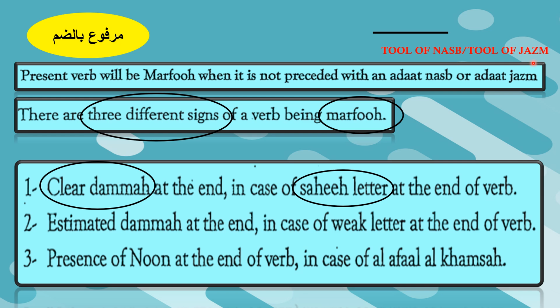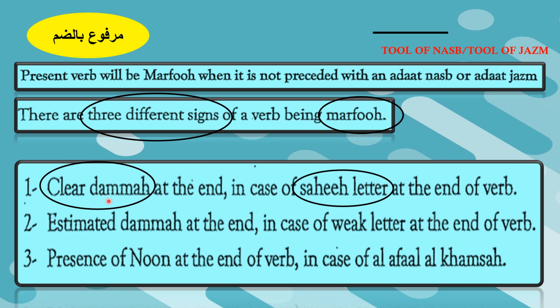So when you have a Fel Mudaare in an ayah or a sentence and there is no tool of Nasb or Jazm, then consider that Fel Mudaare as in Marfu case. So first point. Now we have three different signs of the verb being in Marfu, as spoken before in my previous slide. So what are these?